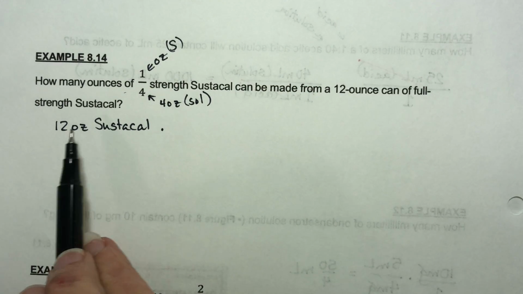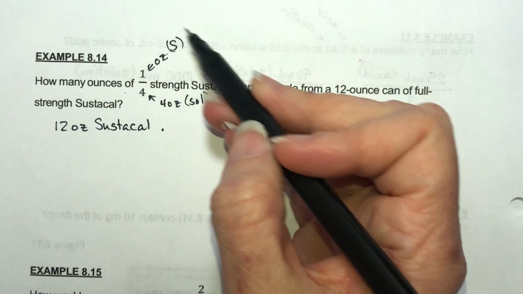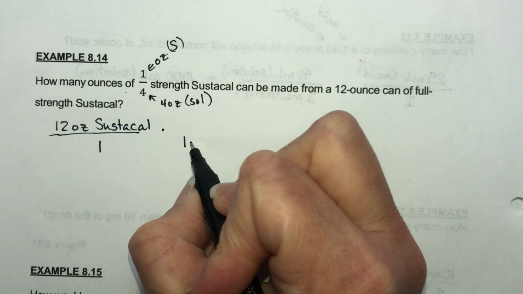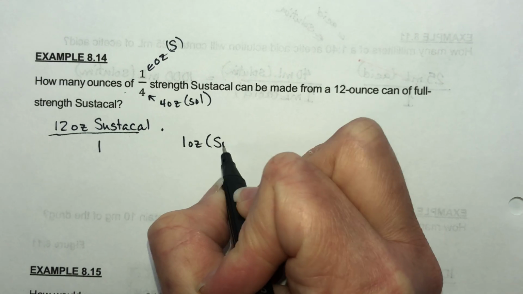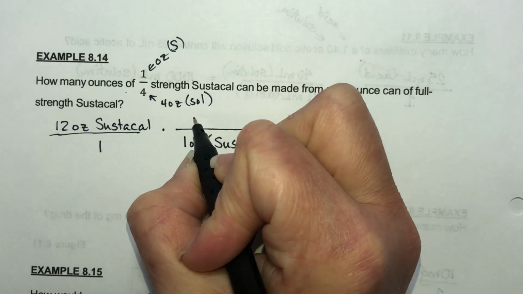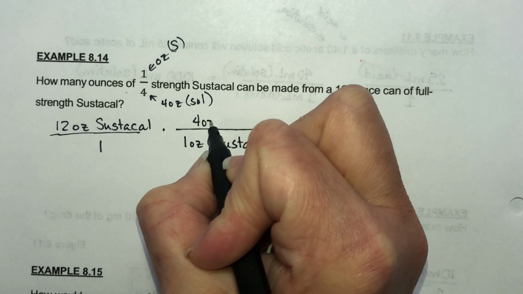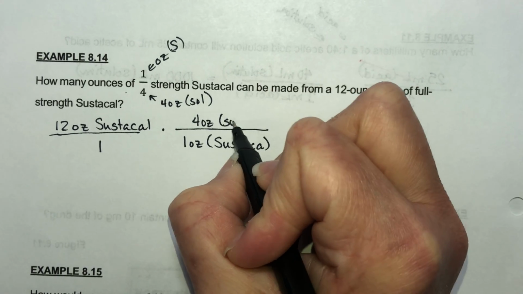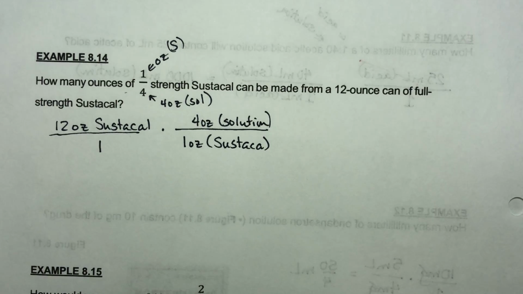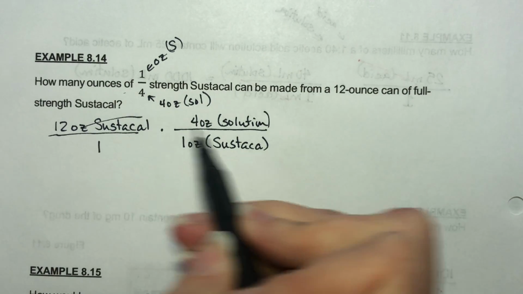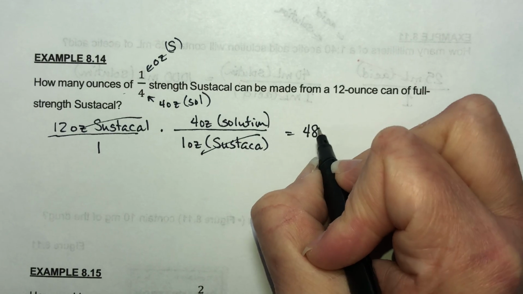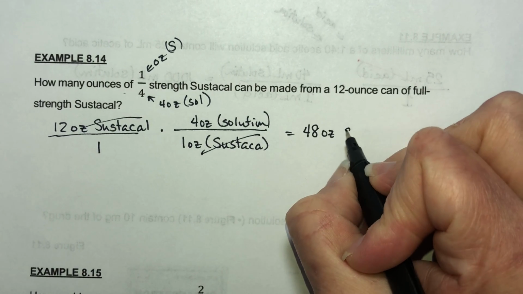Okay, so if I take the 12 ounces of Sustacal and I want to cancel this out, I want to put this over 1, and I'm going to put 1 ounce of the Sustacal in the bottom and 4 ounces of the solution in the top, so that this cancels and this cancels. I have 12 times 4, so I have 48 ounces of the solution.